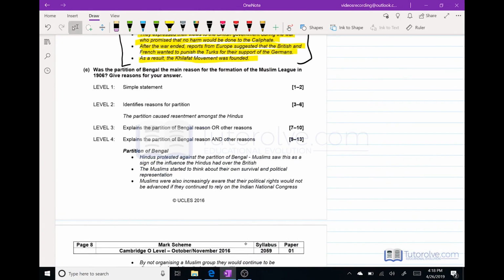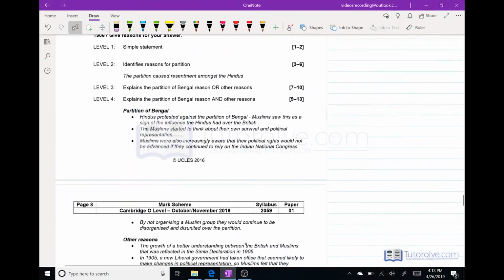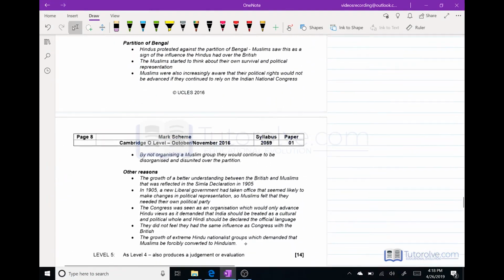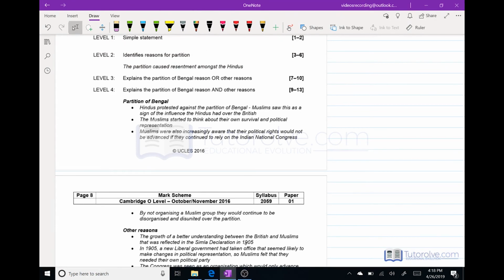Now part C. Was the partition of Bengal the main reason for the formation of the Muslim League? Again, these questions are always asking for other things while making one particular aspect a focal point. So it was not just the partition of Bengal which was one of the main reasons. There are a lot of other things in play as well.